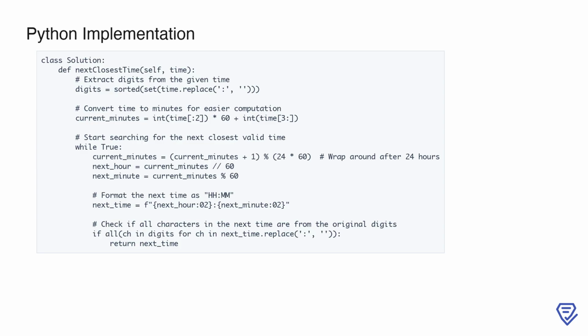For each iteration, the next hour and minute are calculated and formatted into the HH:MM string. The program checks whether all characters in this new time are part of the original set of digits. If so, the time is returned as the next closest valid time. This ensures correctness while maintaining efficiency.